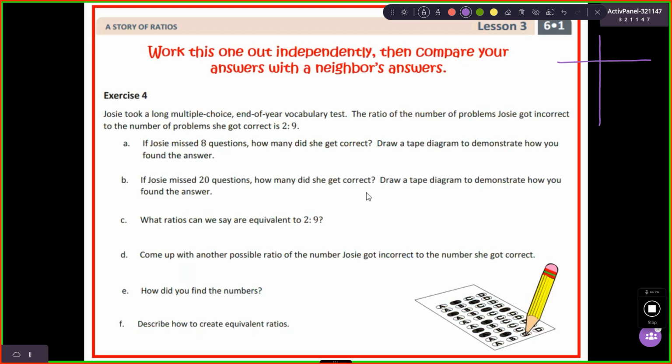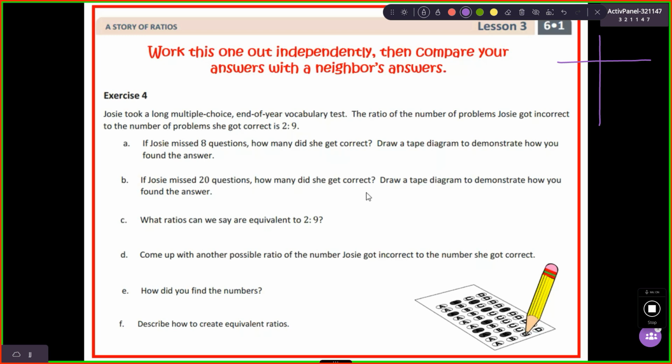So it says, Josie took a long multiple choice end of the year vocabulary test. Have y'all ever had to do that before? Take a long multiple choice test at the end of the year? Yeah. You had to do 3 of them last year, didn't you? Okay. The ratio of the number of problems Josie got incorrect to the number of problems she got correct was 2 to... Can I go ahead and put something on my table based off of that story?